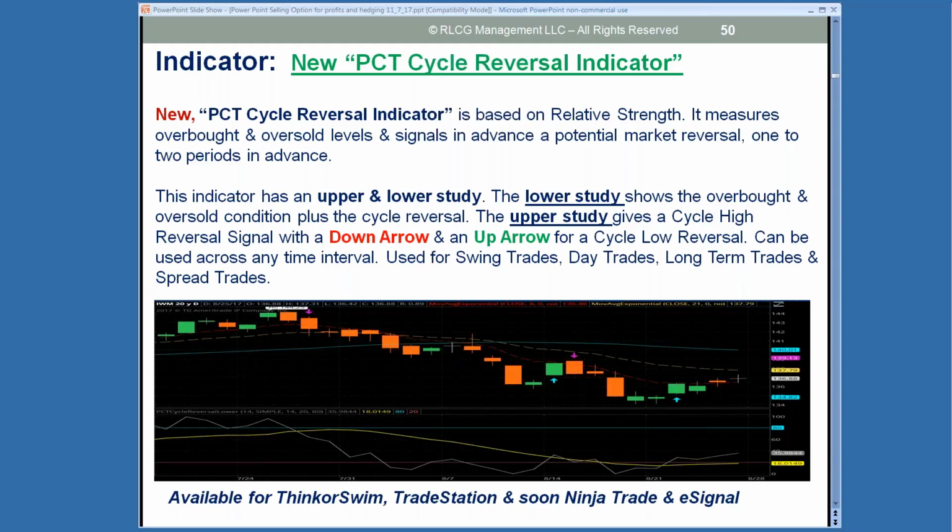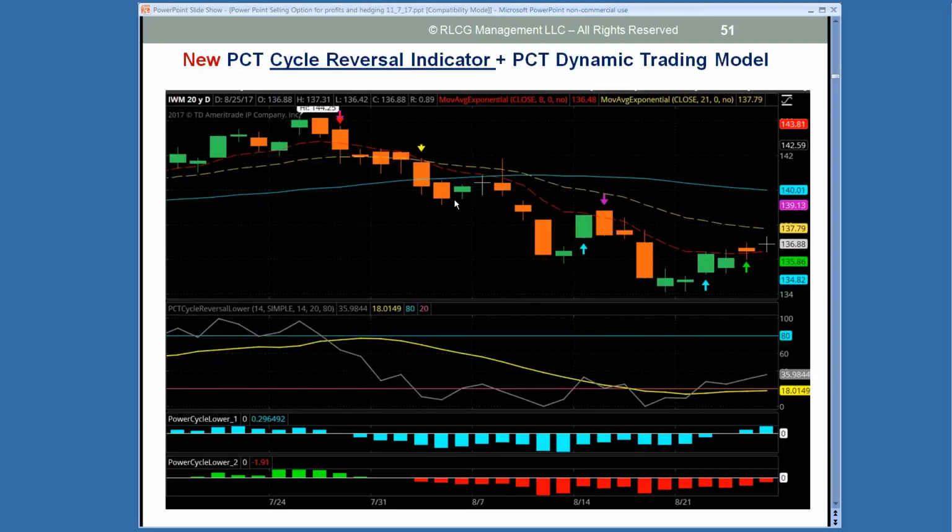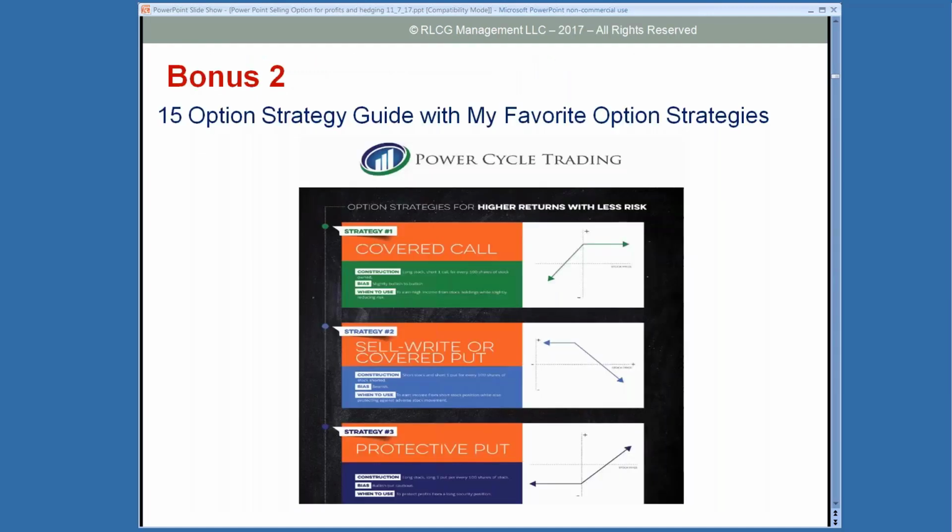This is the cycle reversal indicator, and it comes in two studies. You've got the upper and lower study, and it's based on relative strength, so it's going to measure overbought, oversold, and then give you a reversal signal. On the upper study, when you get the reversal signal, you'll have these arrows pop up. So it'll actually give you the signal of a reversal visually, and then the lower study shows you how that comes about. So you get that down arrow, up arrow, and you can use these for swing trades, day trades, spread trades, all of this, and it's also going to be taught to you in the course. So that's the reversal indicator here, and it's a really great tool for your trading.